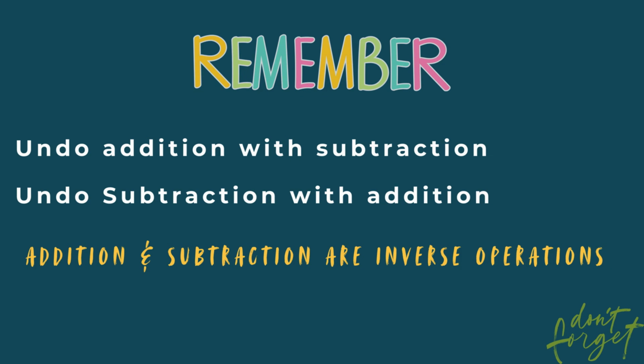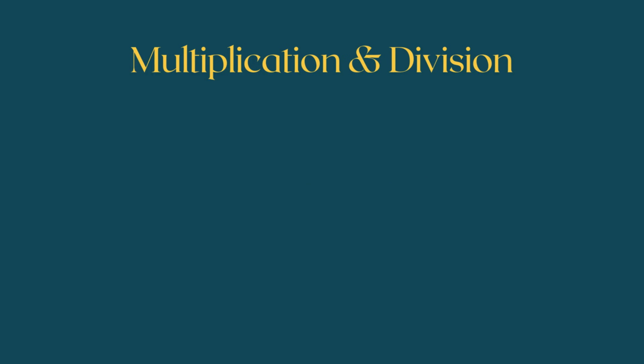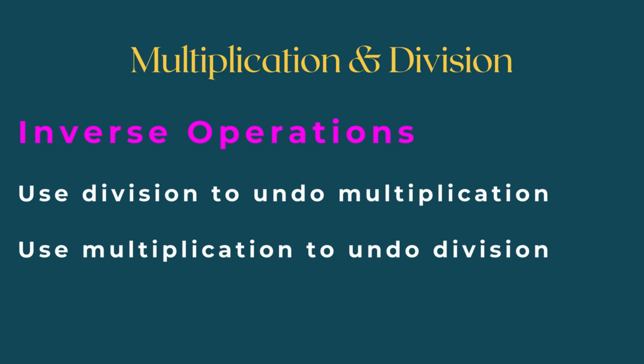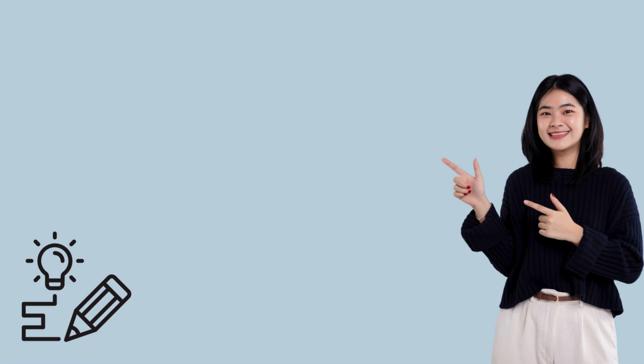They undo each other. Well, guess what? Multiplication and division are also inverse operations. That means we can use division to undo multiplication and vice versa. So, if we have an unknown being multiplied by a number, we can undo that multiplication by dividing both sides by the same number.